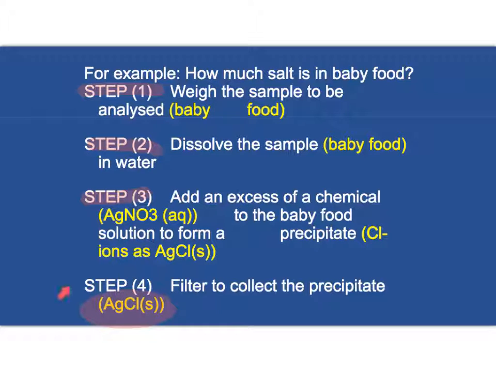So we collect our silver chloride because that's a solid, whereas you also have the nitrate, and you also have the sodium. There we go. So it'll be sodium left over with nitrate, and both of them will be aqueous.